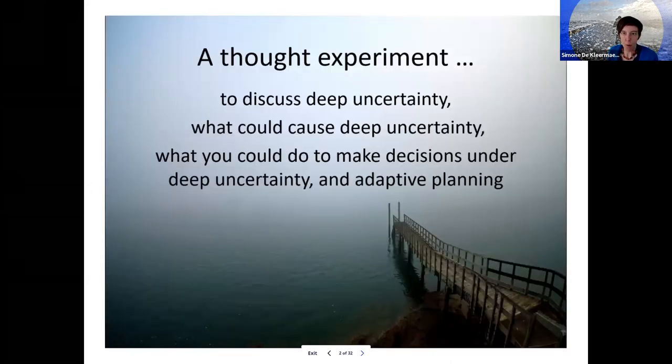So we're going to talk about uncertainty, maybe even deep uncertainty, and what can be causes of that, and how you can still prepare and make decisions under that uncertainty, and of course moving to adaptive planning.